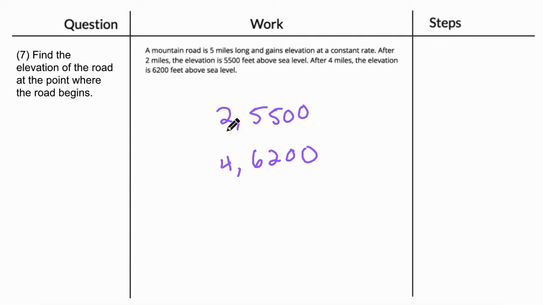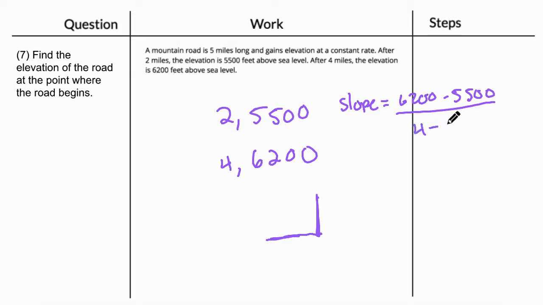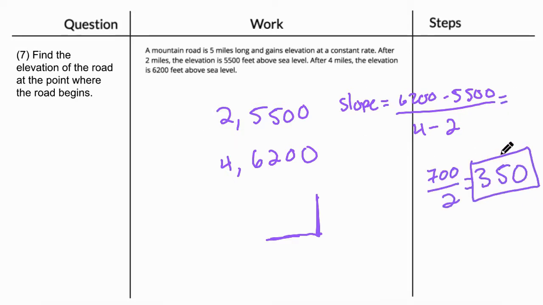So what we can do here is, again, with our slope, what we practiced is that we take the difference between the y values, because if we were on a graph, we're seeing the distance between the points in the y values. So 6,200 minus 5,500. And then the difference between the x values, in this case 2 miles and 4 miles, that's the direction we're going this way. And then we can simplify that to find our slope.